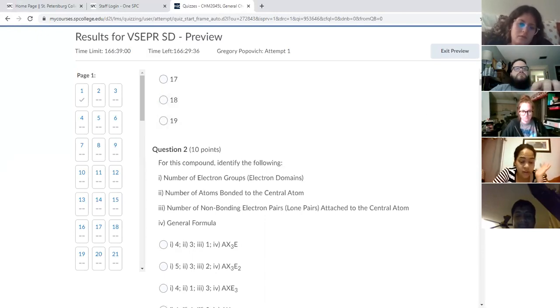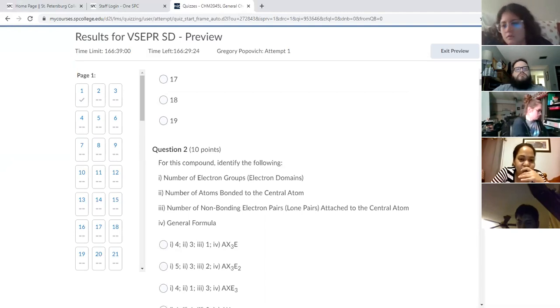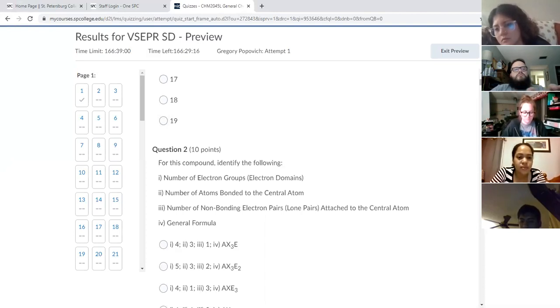So is the number of electron pairs just the amount of things coming off the center atom? Basically, unless you're told differently, the number of electron pairs, he's talking about the lone pairs on the center atom. Okay, Madison? Okay.